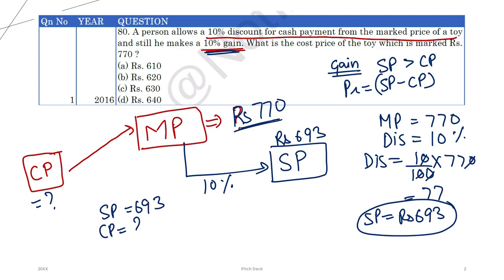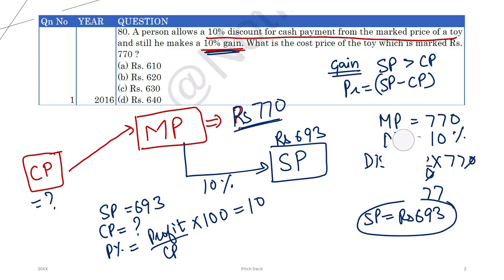We need to know the cost price. What do we have else? We know that the profit percentage is how much? 10%, right? So what is the profit percentage formula? Profit percentage is profit divided by cost price into 100. And what is this profit percentage? 10. Till now, I hope this is clear.